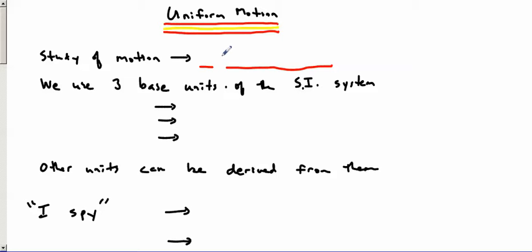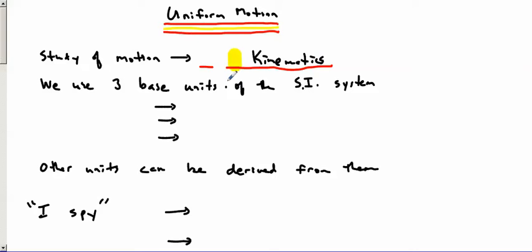All right, let's talk about uniform motion. Physicists, scientists, we call the study of motion kinematics.